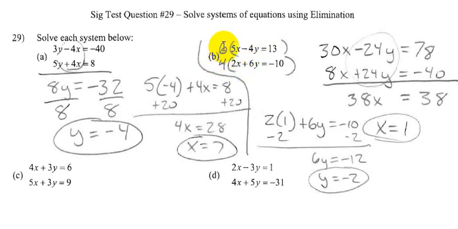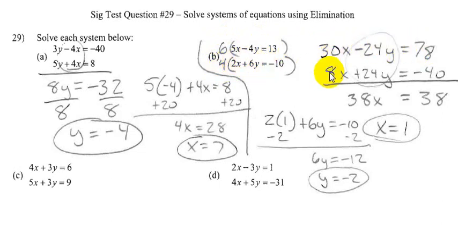I could have multiplied by 3 here and get a negative 12. Multiplied by a 2 here and get 12. That would also work. So distribute the 6 to each one. That's how I got this equation.